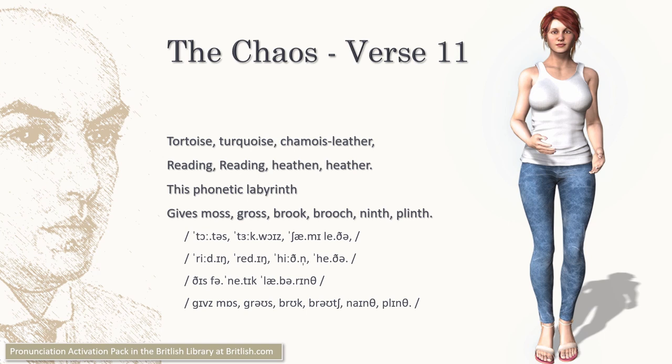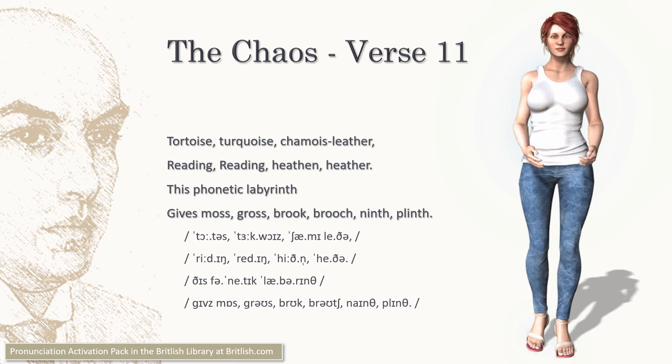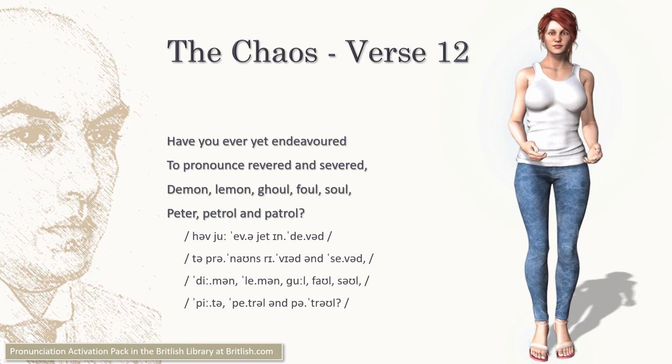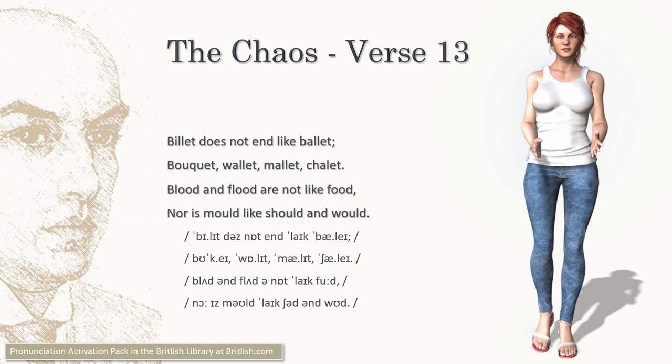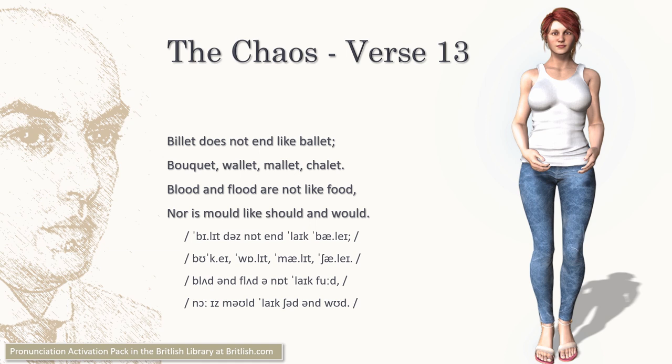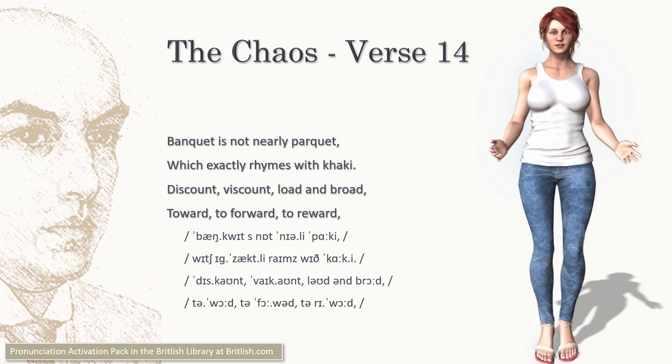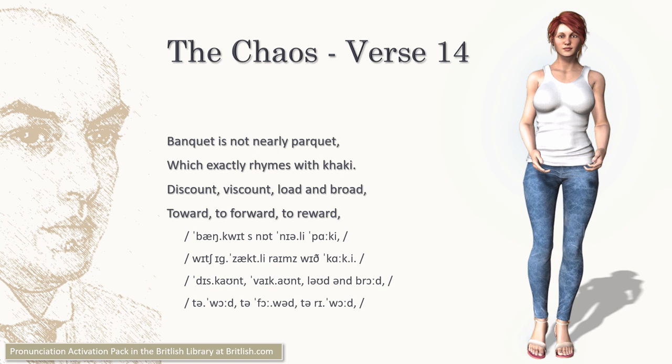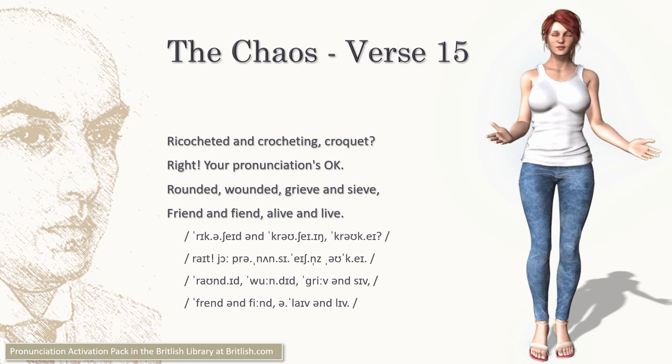This phonetic labyrinth gives moss, gross, brook, brooch, ninth, plinth. Have you ever yet endeavoured to pronounce revered and severed, demon, lemon, ghoul, foul, soul, Peter, petrol and patrol? Billet does not end like ballet, bouquet, wallet, mallet, chalet. Blood and flood are not like food, nor is mould like should and would. Banquet is not nearly parquet, which exactly rhymes with khaki. Discount, viscount, load and broad, toward, to forward, to reward. Ricocheted and crocheting, croquet.